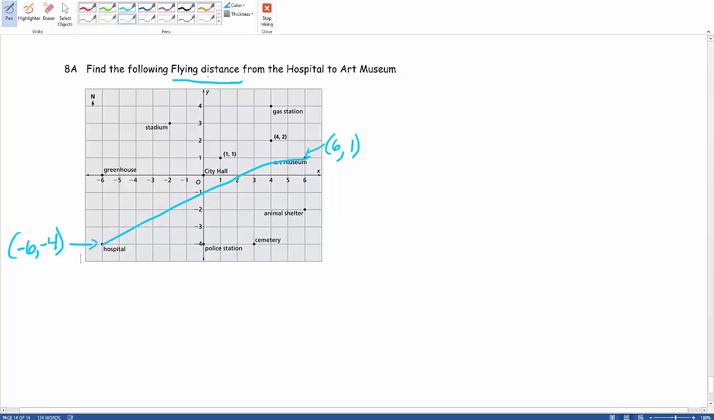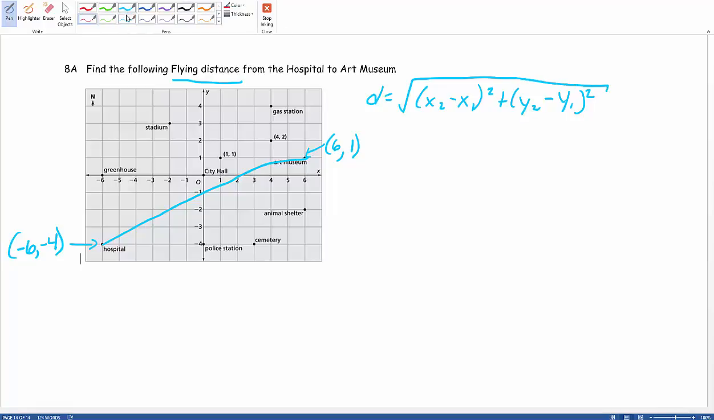Well, in finding the flying distance, what we can use is our distance formula. And our distance formula pretty much just says that we have our d is equal to the square root of our x2 minus x1 squared plus our y2 minus y1 being squared. At this point, now we have to go ahead and label an x1 and a y1 and an x2 and a y2. So we'll go ahead and just say that this is going to be our x1, y1, and that this will be our x2, y2.